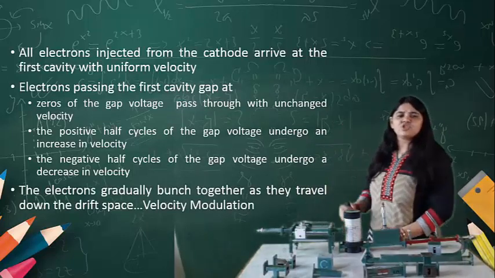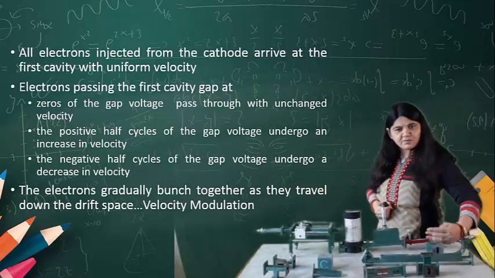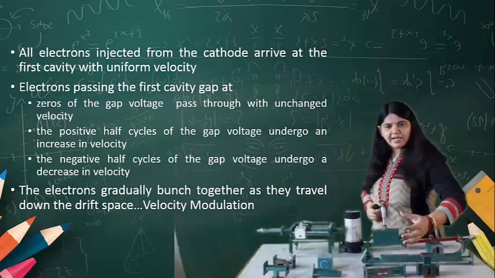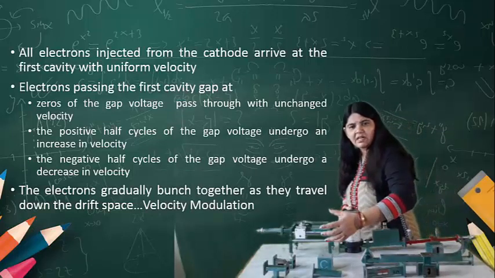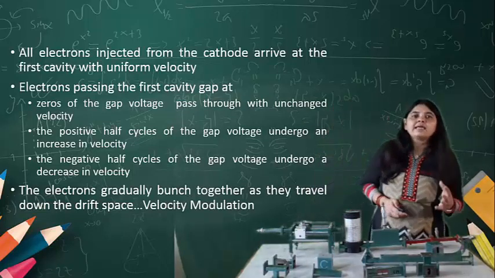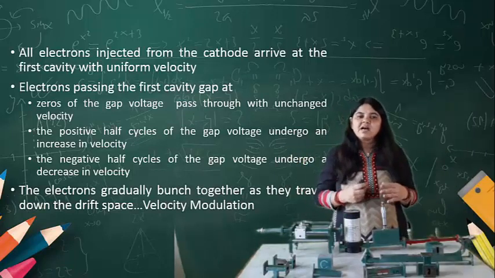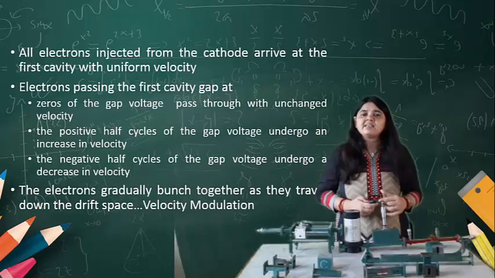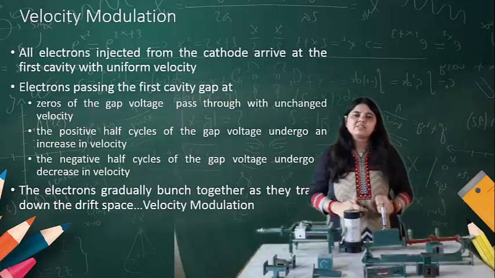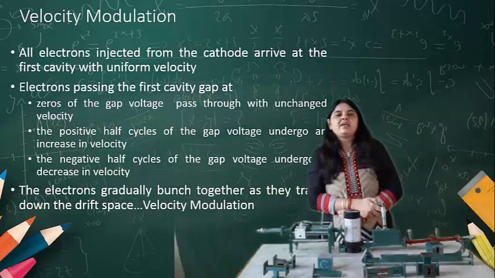So electrons gradually bunch together, starting to run from this particular point. Over here we have a bunch of electrons, and another bunch of electrons. This way the electrons gradually bunch together as they travel down the drift space, and this is known as velocity modulation. This is the fundamental of velocity modulation.